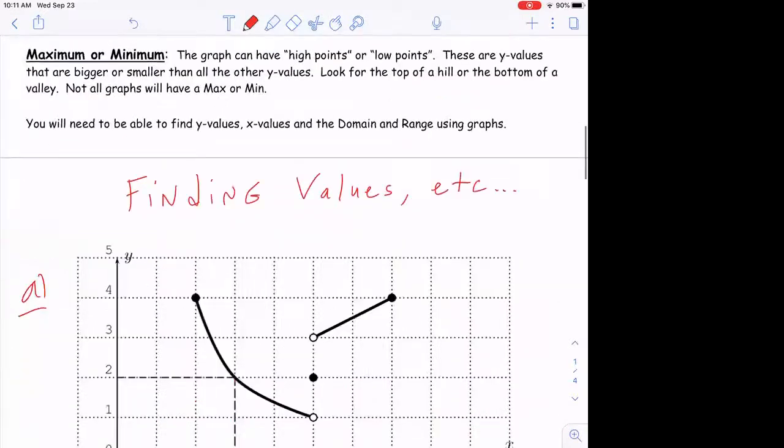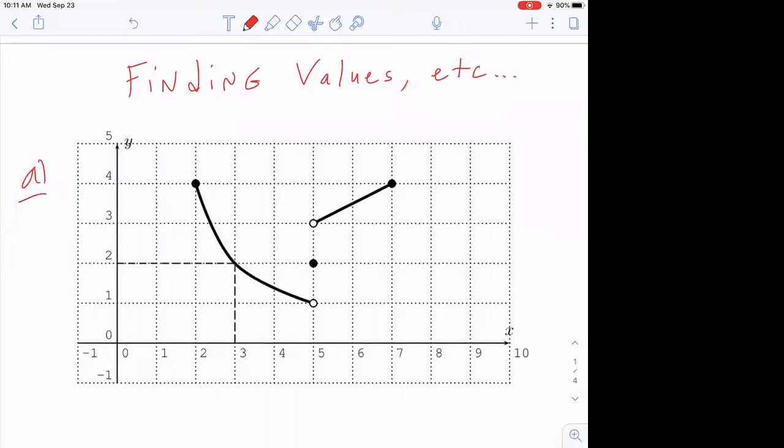Now, finding values. So this is the important thing. I'm going to give you a graph, and I'm going to ask you things. Like, for instance, I'll ask you what f of 3 is.